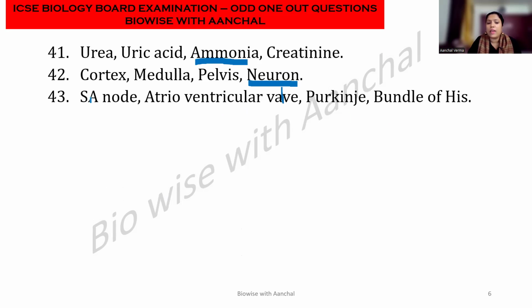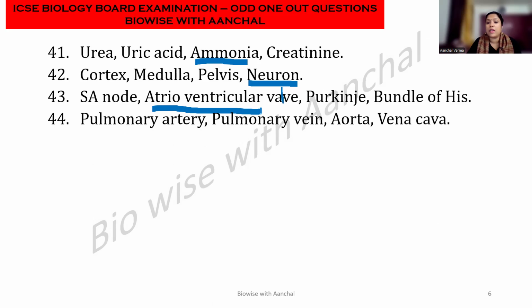Now here, SA node, Purkinje fibers, bundle of His are all responsible for the impulse generated in the heart for the cardiac cycle or the heartbeat. They are part of the impulse generation. Atrioventricular valve is just a flap present between the atrium and the ventricle, for the movement of the blood. But the rest are for the generation of impulse.